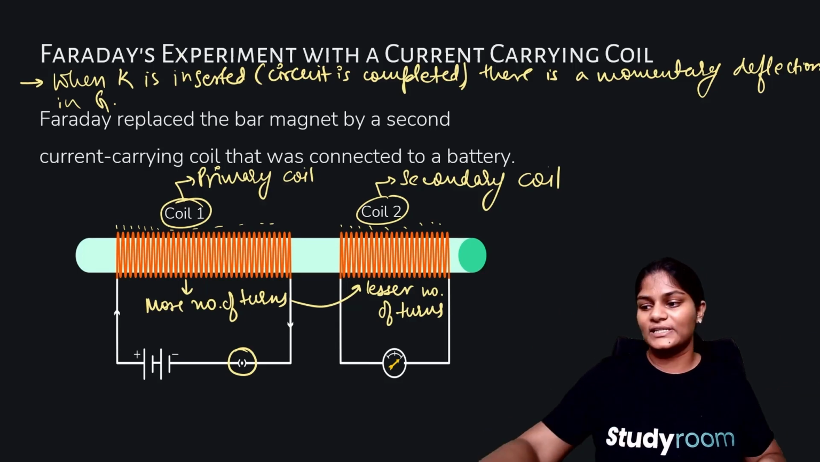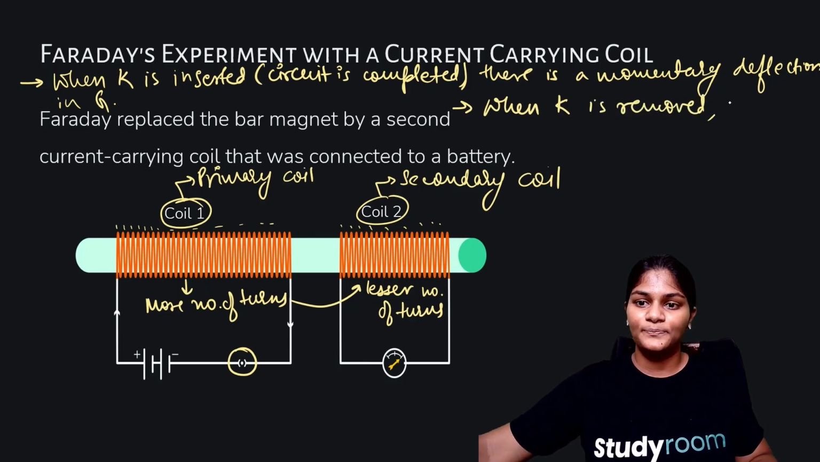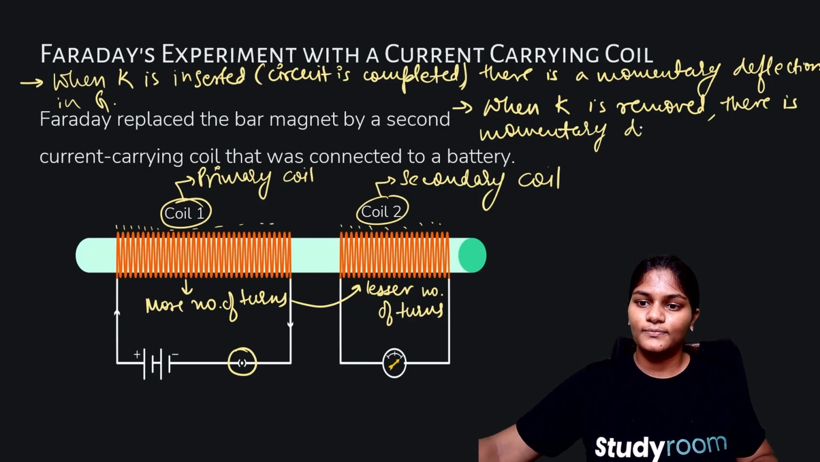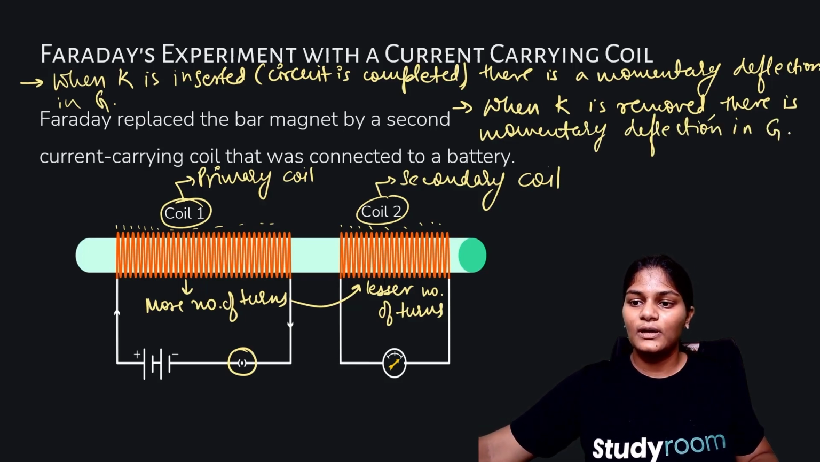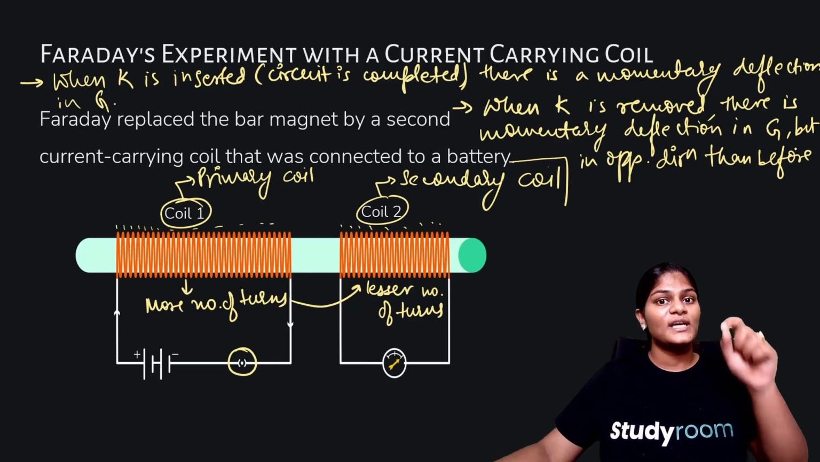but this time in the opposite direction. So I write when key K is removed or the circuit is opened, there is momentary deflection in galvanometer, but in opposite direction than before, than the first case. That means when the key was connected.